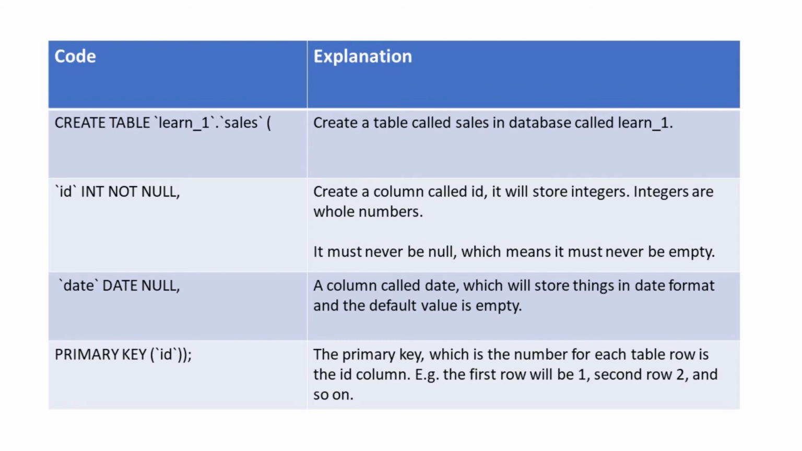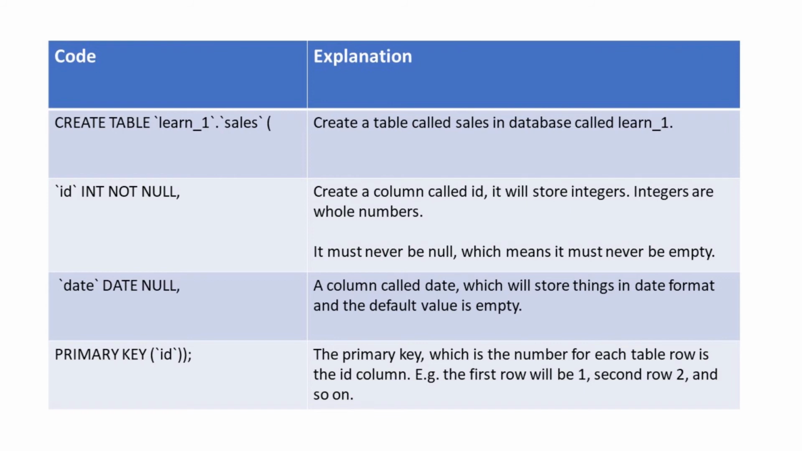The next row is for creating the first column. That column is going to be called ID. In there is going to be an integer, which just means a whole number, not something with a decimal point like 1.1, a whole number like 1. And it must not be null. There has to be something inside there. It can't be empty. The next column is going to be the date. Inside there will be the type of data called date. And the default is null, so it can be empty, that's no problem.